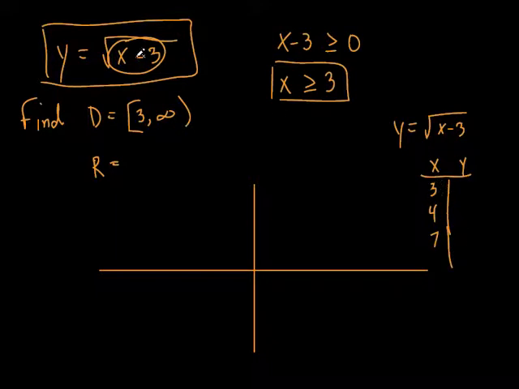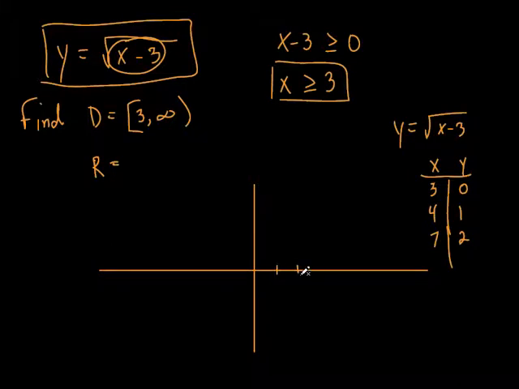So if I put a 3 in for this, what do I get? 0. What's the square root of 0? 0. Put a 4 in here. 4 minus 3 is 1. Square root of 1 is 1. Put a 7 in there. 7 minus 3 is 4. Square root of 4 is 2. I could keep going if I wanted to, right? But let's just plot this thing.